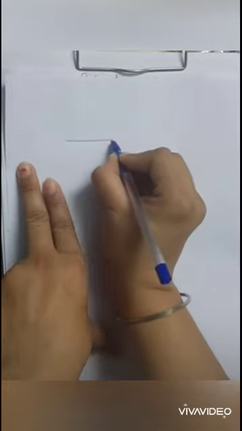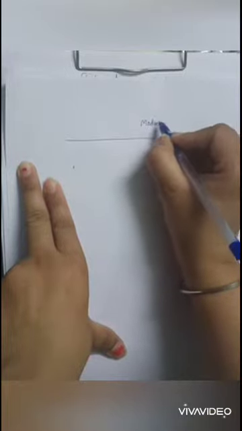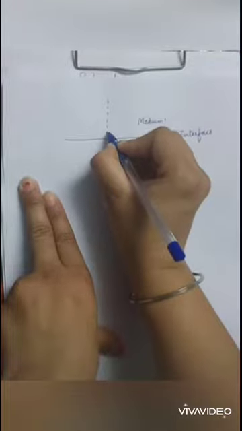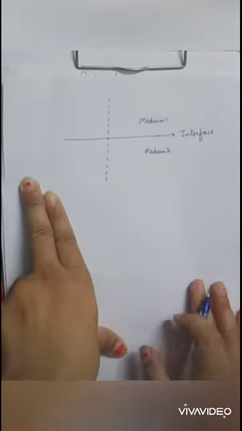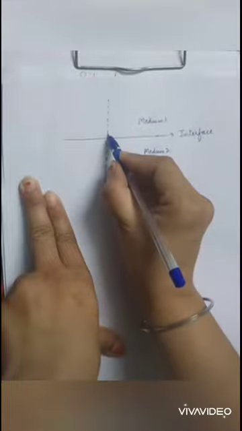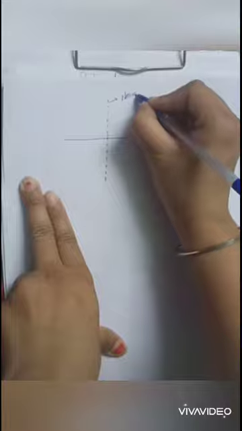For this, we introduce some terms. This is medium 1. This is medium 2. This is the interface between the two mediums. Now I draw a normal on the interface. The normal here is perpendicular to the surface. I draw a normal here.